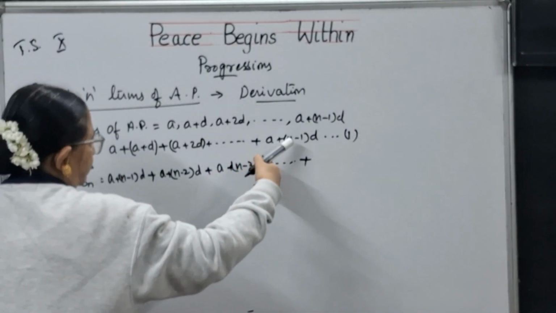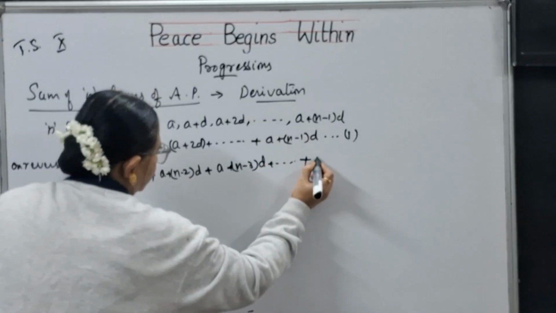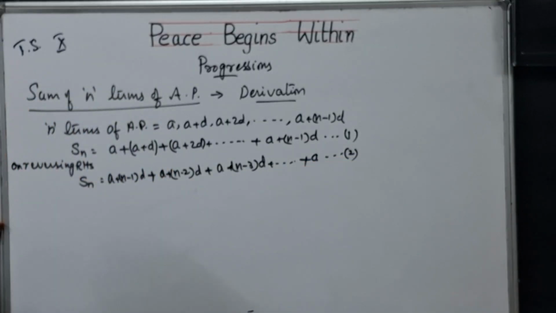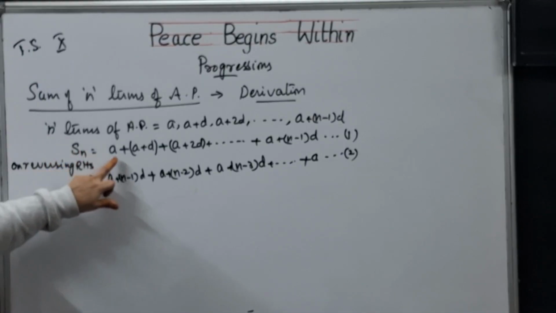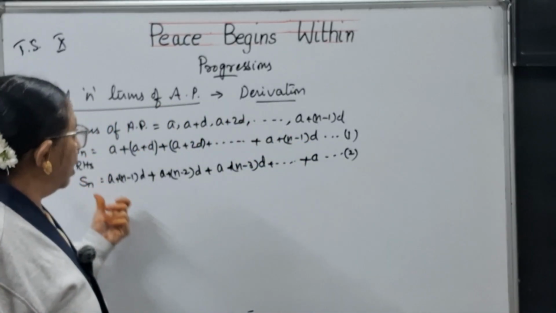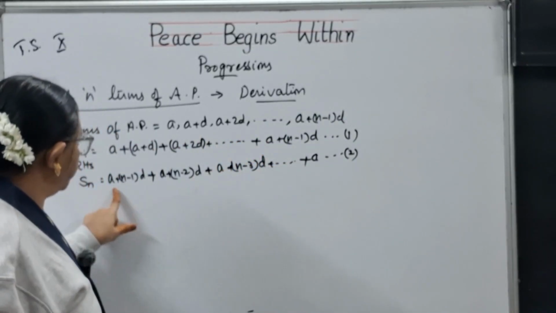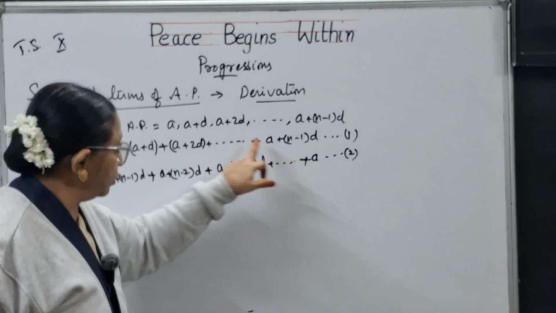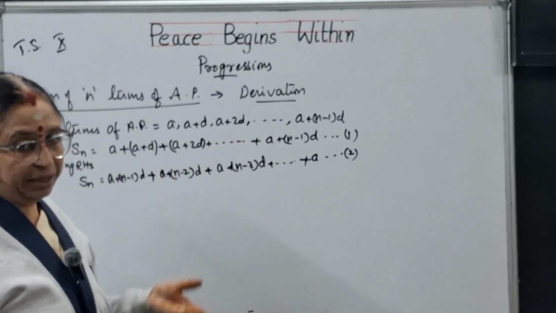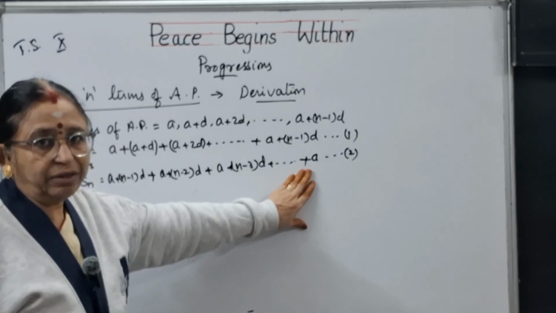See, the last term I took as the first term, and now the first term becomes the last term, a. This is the second equation we'll take. What did I do? I wrote the sum of n terms first, and the reversed order of RHS: a plus n minus 1 into d, plus before this will definitely be a plus n minus 2 into d, before that a plus n minus 3 into d. It goes on like this, and the last one is a.